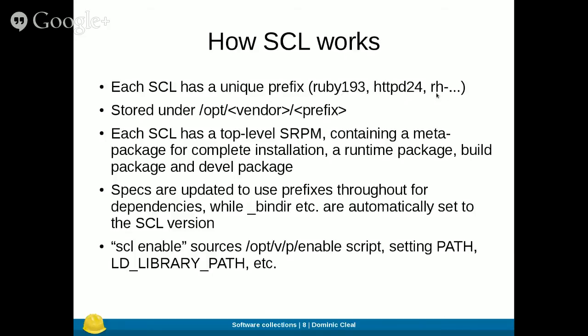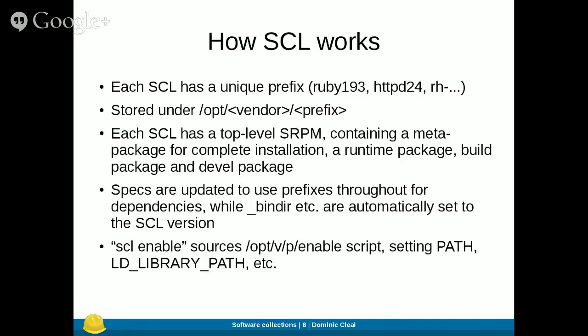Recent packages also are gaining a vendor prefix, so you'll begin to see rh-collection for Red Hat distributed collections. And this is stored under /opt, the vendor prefix, and then the name of the collection itself. So /opt/rh/ruby193, /opt/rh, /opt/ibm, for example.